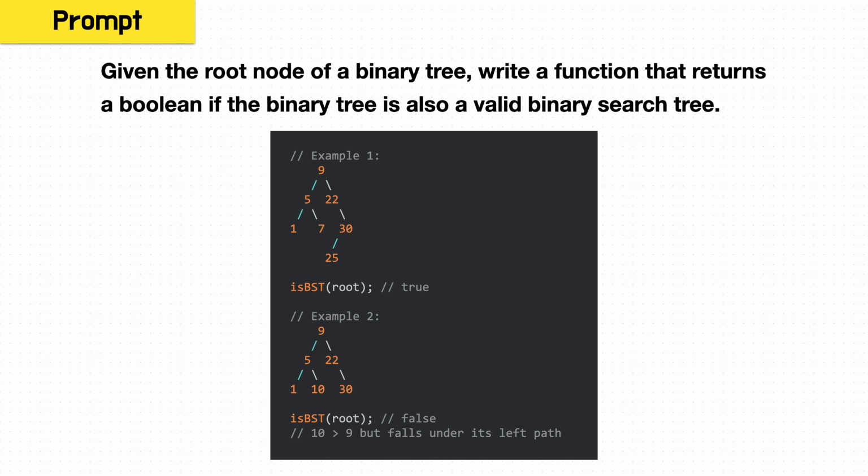In this lesson, we are going to solve BST validate. This prompt states you're given the root node of a binary tree, and you want to write a function that returns true or false if the binary tree is also a binary search tree.